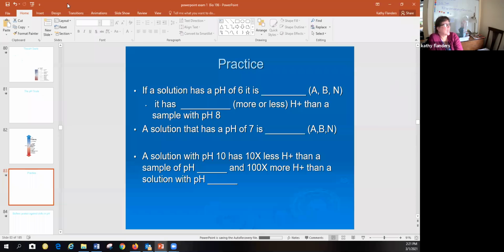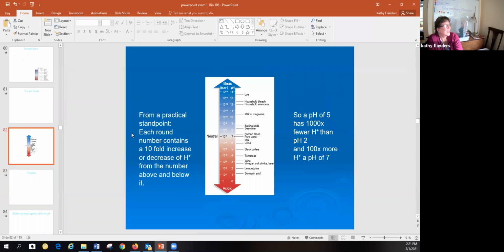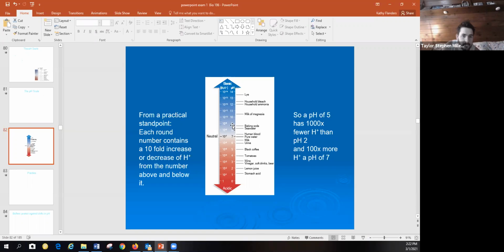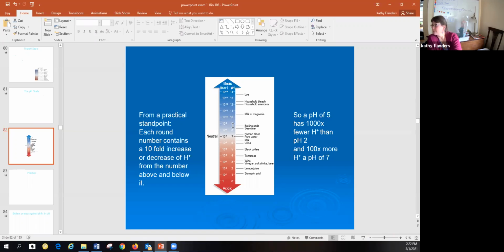Let's go back here for a second. So these are our numbers. I think you're trying to make it like 1 to 10, but you're right here. And 9 has 10 times more hydrogen ions than pH 10. 8 has 100 times more hydrogen ions than pH 10. You see what I mean? You're going by whole numbers.